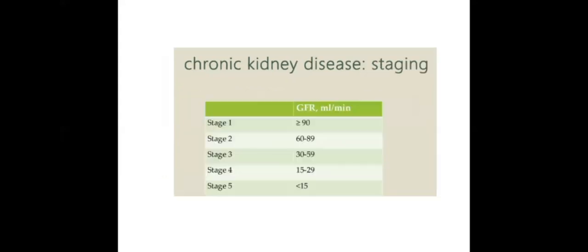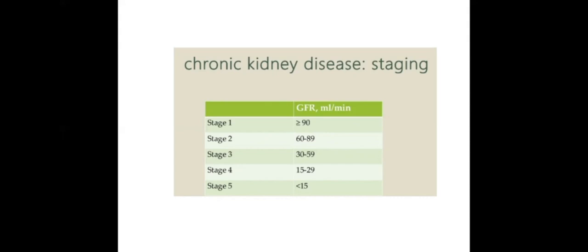These are the stages of chronic kidney disease. If the GFR is greater than or equal to 90 ml per minute, that is known as stage 1 CKD. Stage 2 chronic kidney disease is when the GFR is 60 to 89 ml per minute. In stage 3, the GFR decreases to 30 to 59 ml per minute.